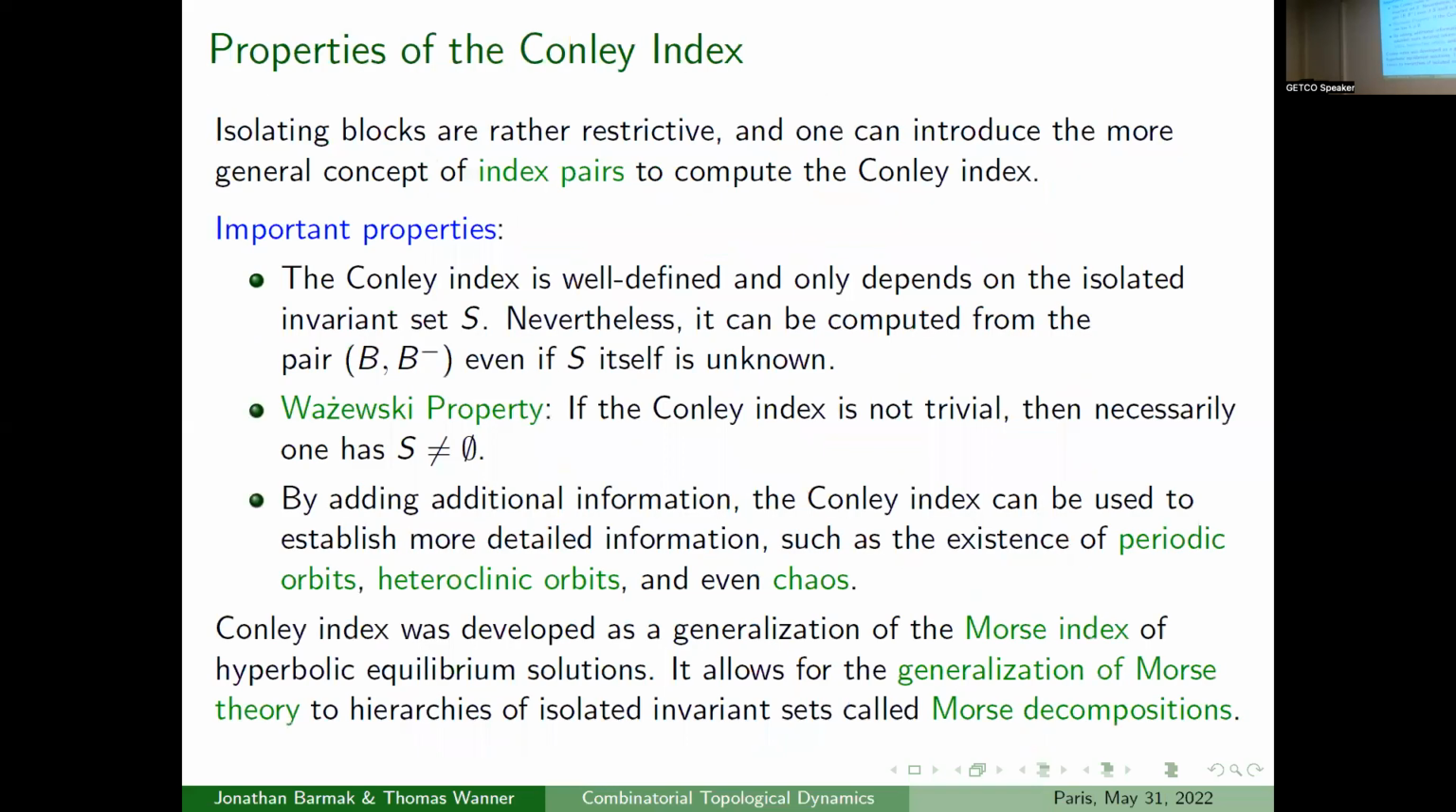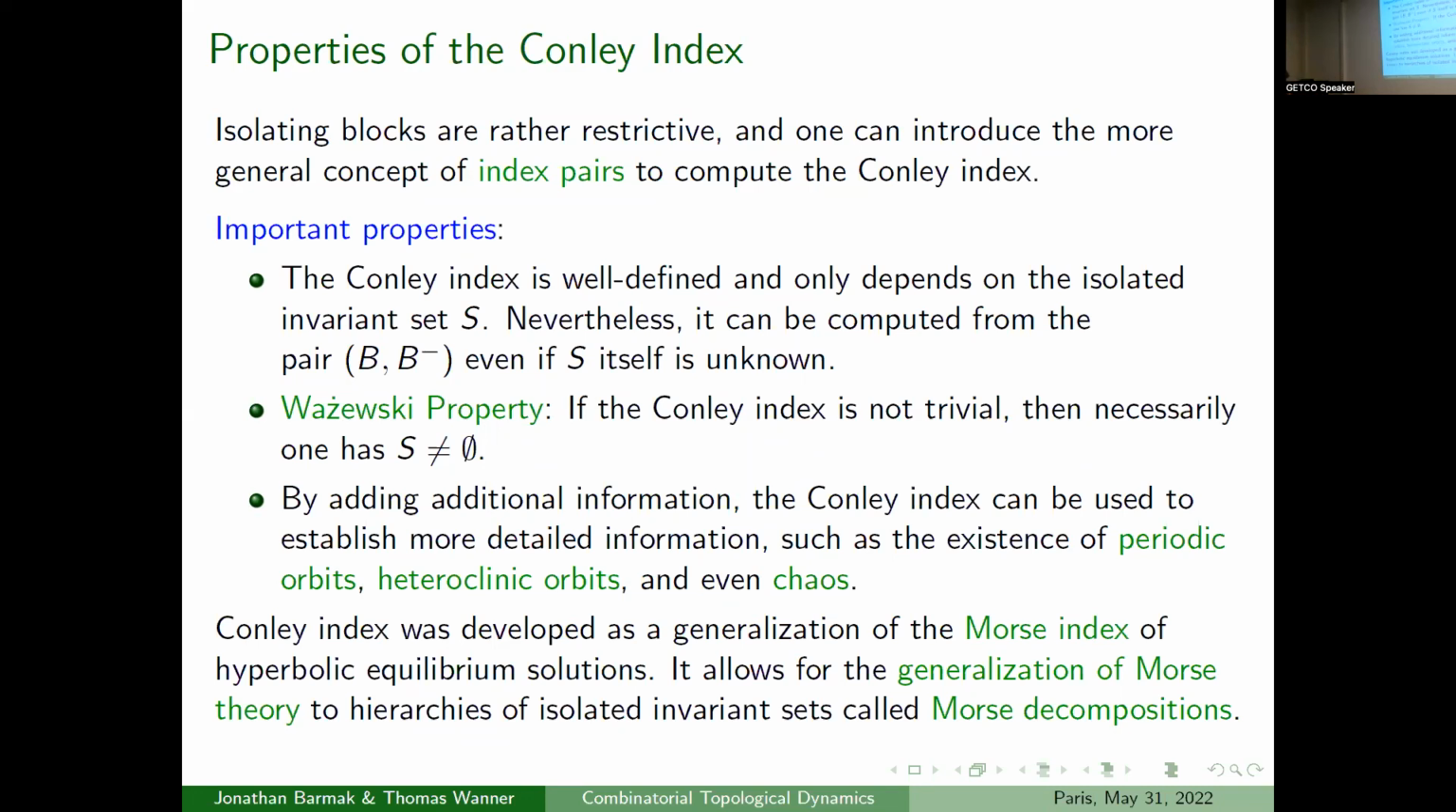Why is this important? The Conley index in this setting has really all the nice properties that you expect from a degree theory. It's independent of the actual isolating block that you use. It only depends on the isolated invariant set inside. But the important thing is you can compute the Conley index if you have an isolating block. And that just means taking a compact set, studying the flow on the boundary, and that's it. I don't need to study what happens inside at all.